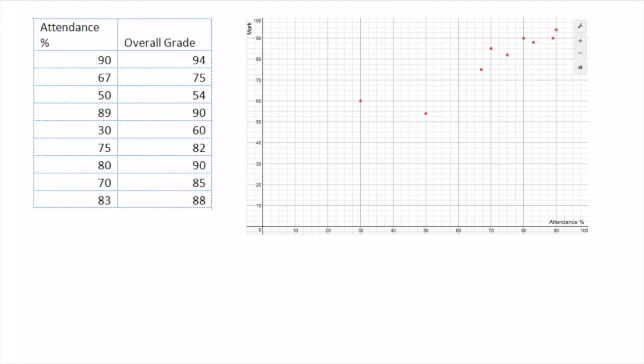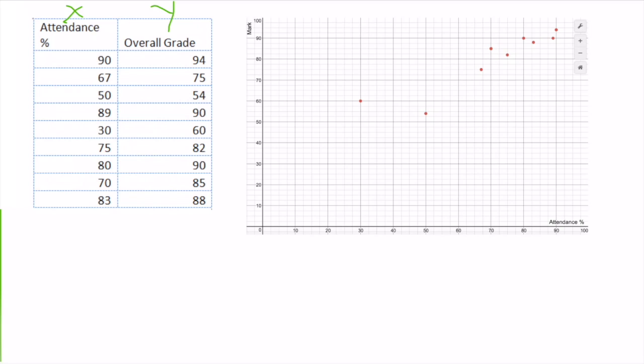Okay, so here's a table of values, and we're going to look at attendance percentage compared to the overall grade. Now if we want to make a line of best fit, what a line of best fit does is it takes data like this, and it gives us a representation or an approximation of the relationship between the two data.